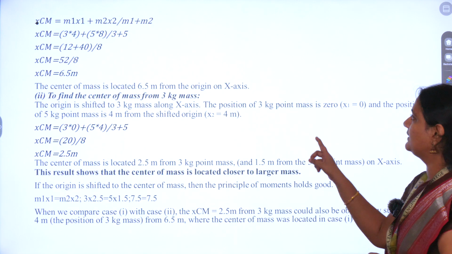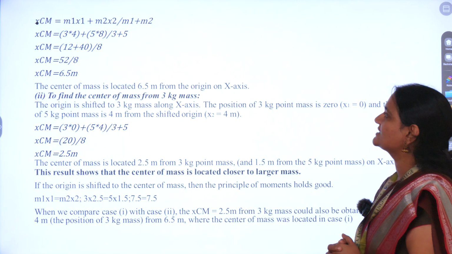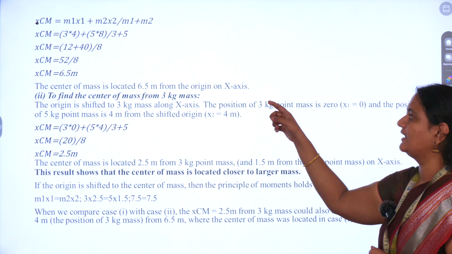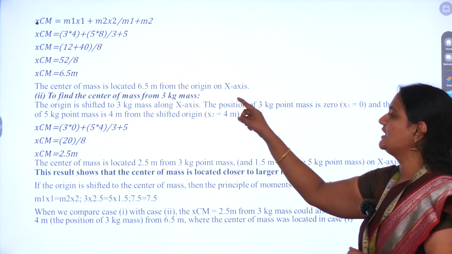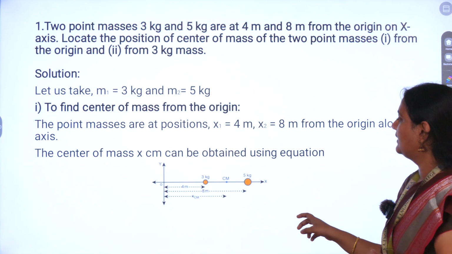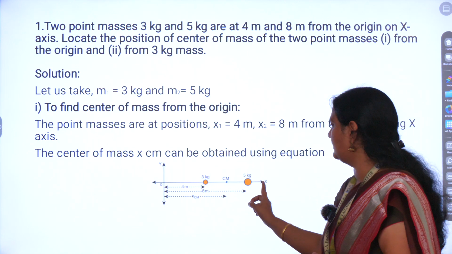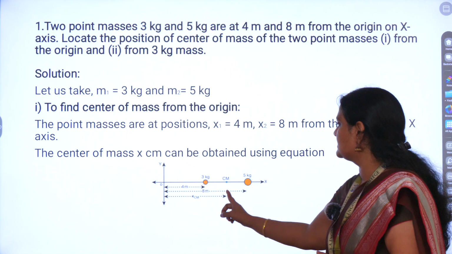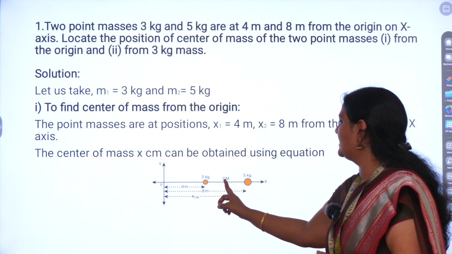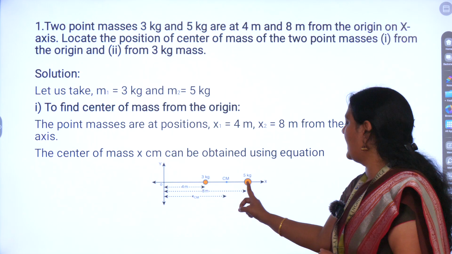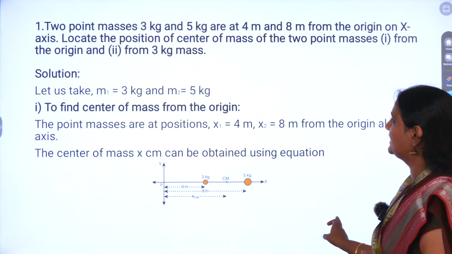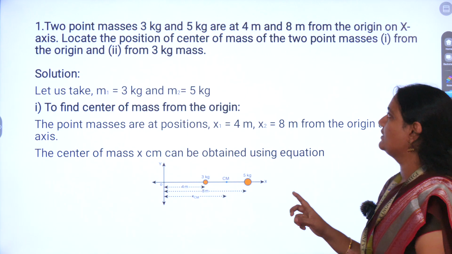Substituting that in the equation, m1x1 plus m2x2 divided by m1 plus m2, you will get the position x cm. That means the position of the center of mass is equal to 6.5 meter from the origin on the x-axis. Here one mass is at 4 meter and this one is at 8 meter. The center of mass lies between them, at a distance of 2.5 from the 3 kg mass and 1.5 from the 5 kg mass. So this is the position of the center of mass for the first condition, from the origin.